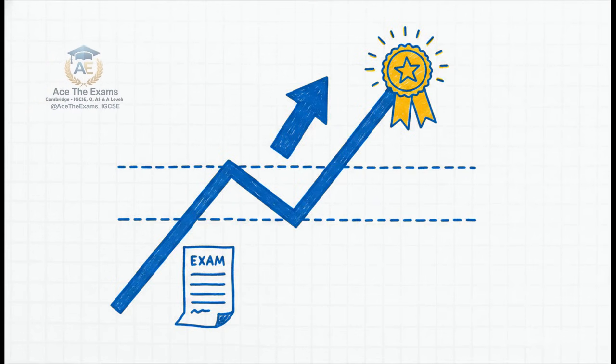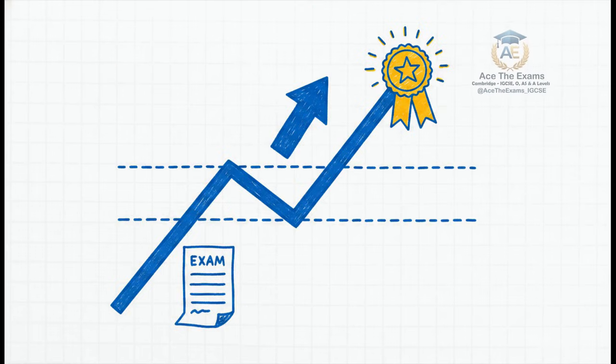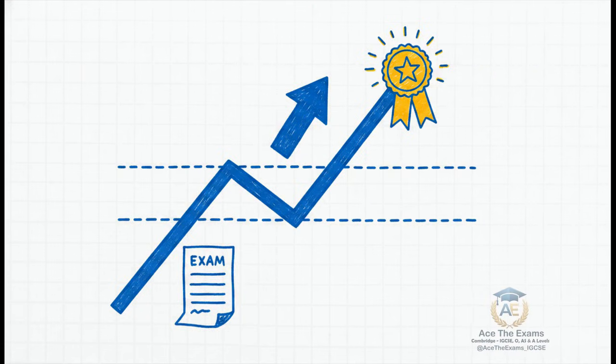Students who implement these computer science strategies see an average improvement of 2 grade boundaries, but only if they practice consistently with our weekly videos. You can't just watch this once, you have to put it into practice.